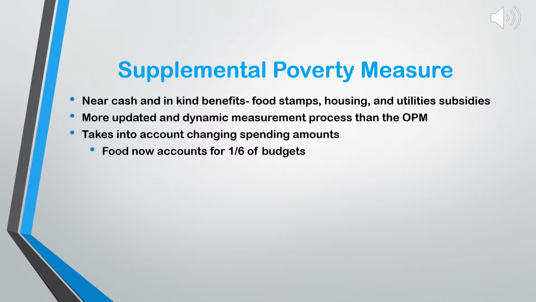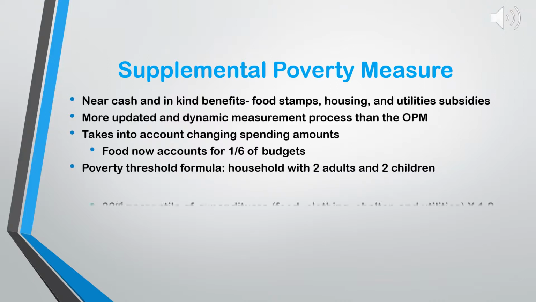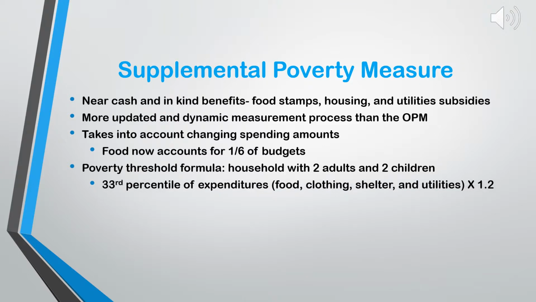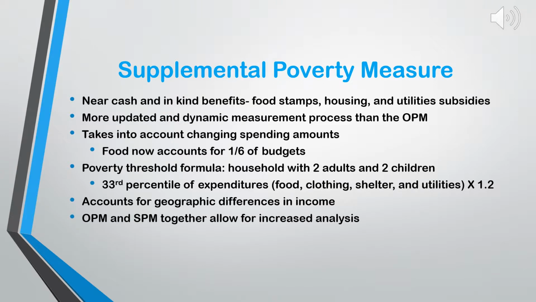In addition, the poverty threshold for the SPM is set differently. The 33rd percentile of expenditures on food, clothing, shelter, and utilities in a household with 2 adults and 2 children is then multiplied by 1.2 in order to account for any other non-discretionary expenses the family is incurring. Additionally, the SPM accounts for geographic differences in income, which can benefit families living in big cities or rural areas. These updated measurements are supposed to provide policymakers with a clearer picture of who is actually in poverty. It does not replace the OPM because, as I mentioned earlier, the OPM and SPM in conjunction allow for increased analysis of government spending programs, which is also extremely useful information to policymakers.